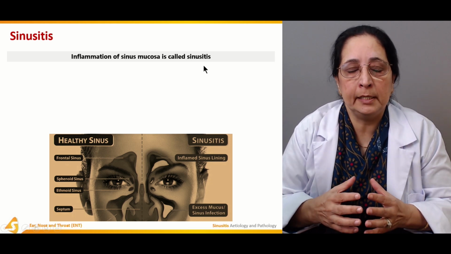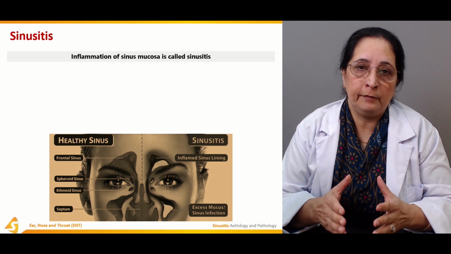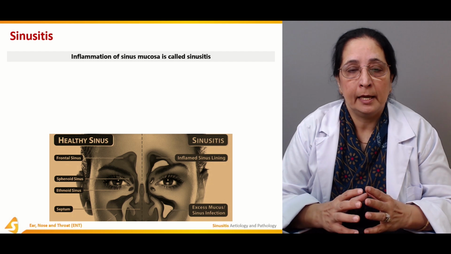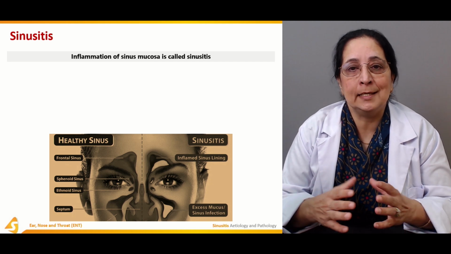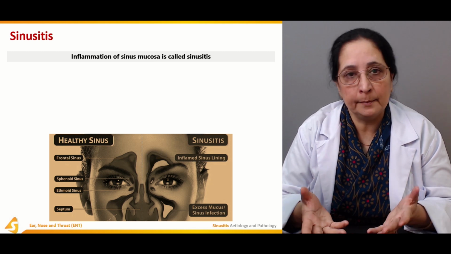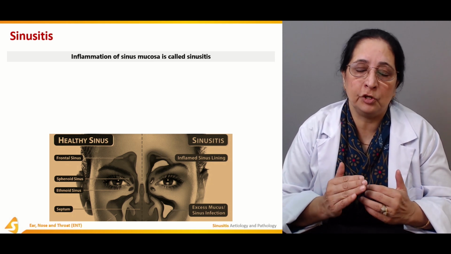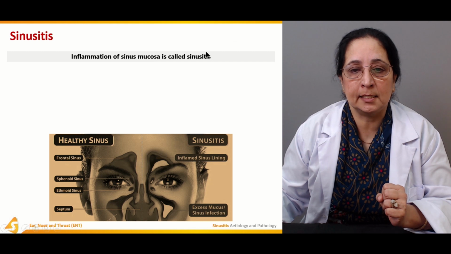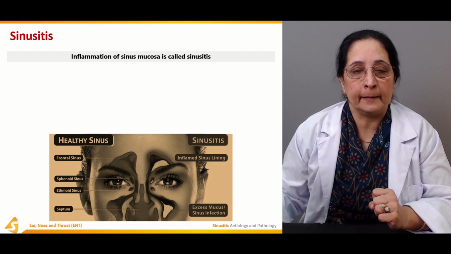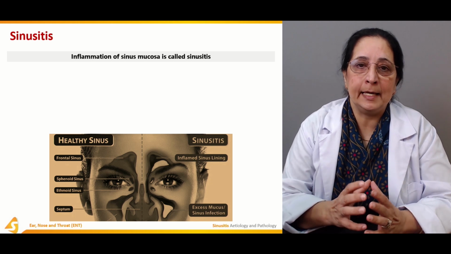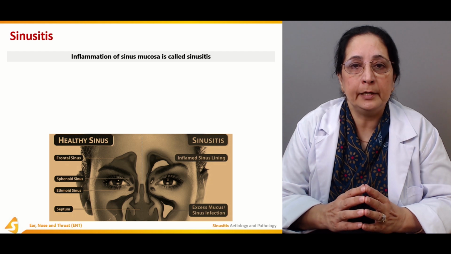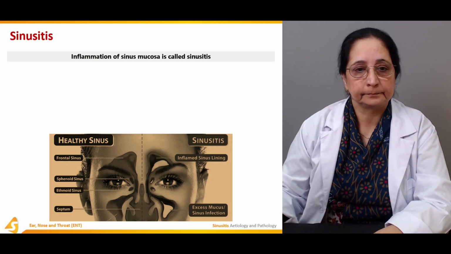Itis is for inflammation. So inflammation of sinuses is sinusitis. Inflammation of the nose is rhinitis. Inflammation of the gums is gingivitis. So make sure that whenever there is itis, it is inflammation of that particular area. So inflammation of the lining of the sinuses leads to sinusitis.